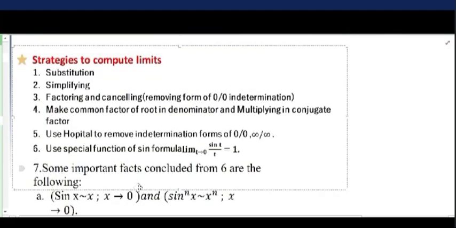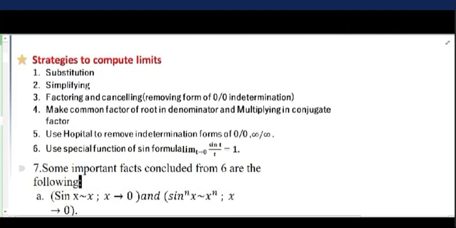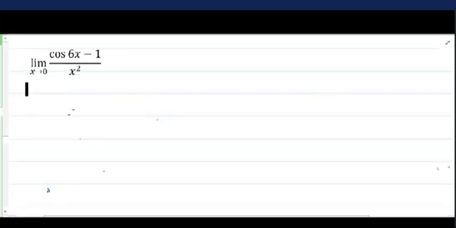Let's go to an example and see how we can use the formula to overcome indetermination forms. For example, here we have the limit of cosine 6x minus 1 over x squared when x approaching 0. If I use substitution here, cosine 0 is 1, 1 minus 1 is 0 over 0. You have to get rid of this indetermination form.